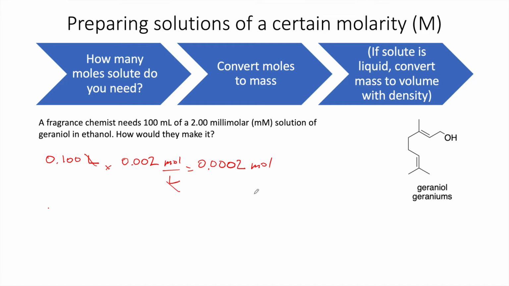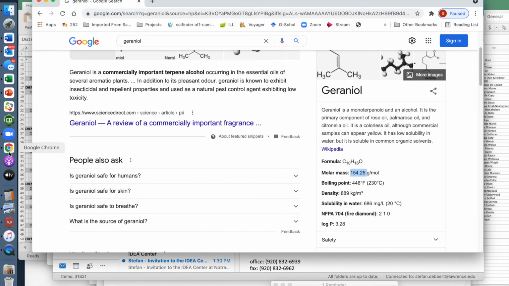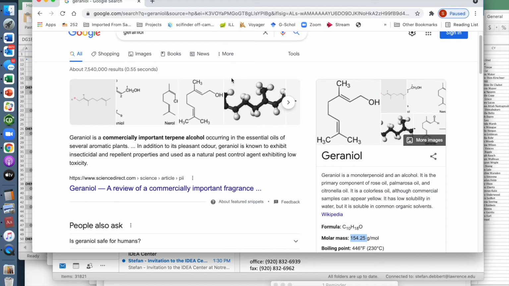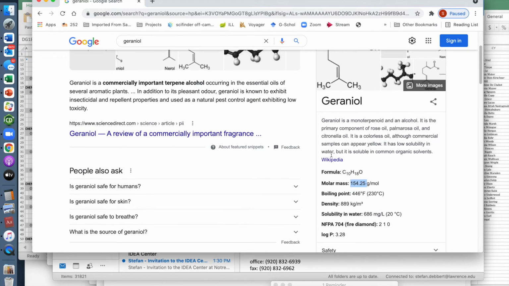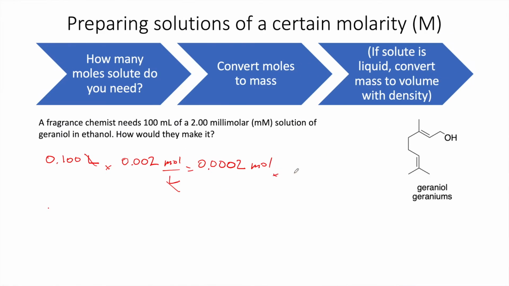Well, I don't know the molecular weight of geraniol offhand. I could count up carbons and hydrogens, I guess. But you know what? Let's just look up Wikipedia. That sounds like a good idea. So I am going to pull it up. I type geraniol into Google. Here it is. There's the molar mass, 154.25. Cool. So here we go. Times 154.25. Hope I didn't forget it in the literally 3 seconds between looking it up and writing it down.